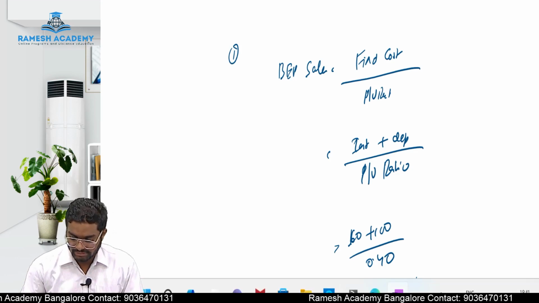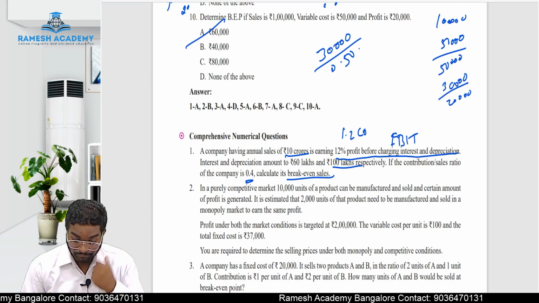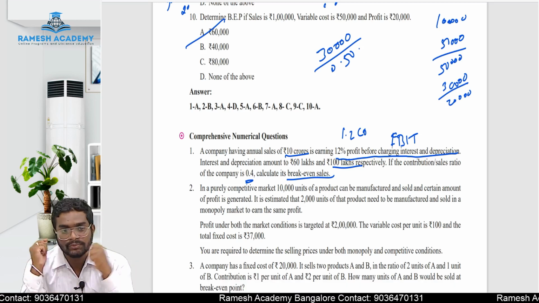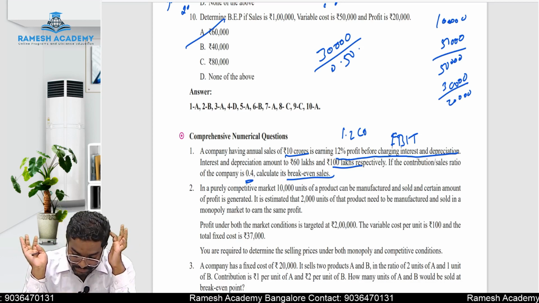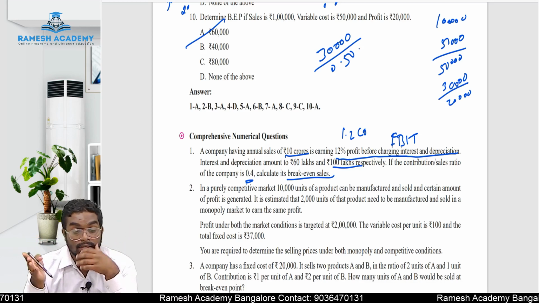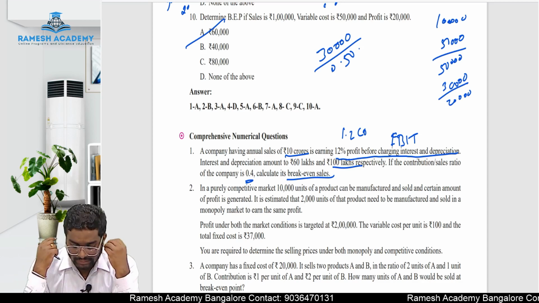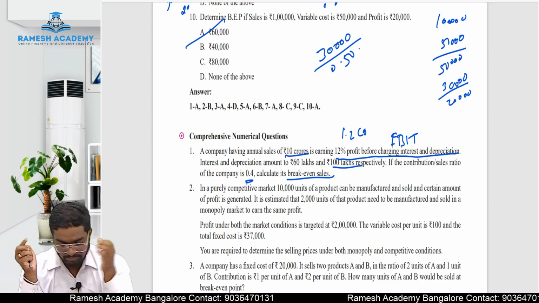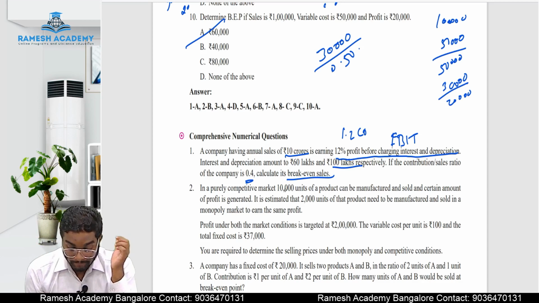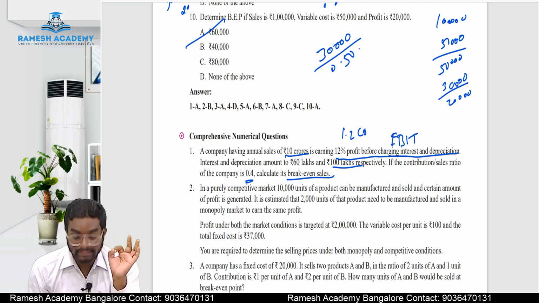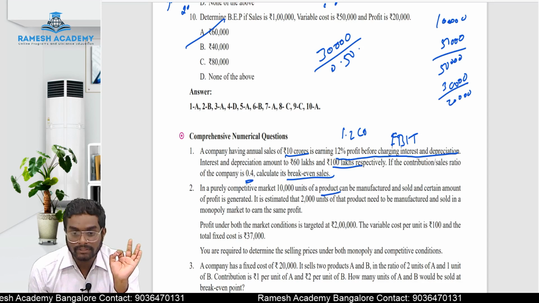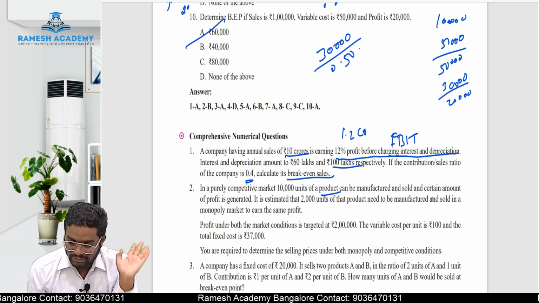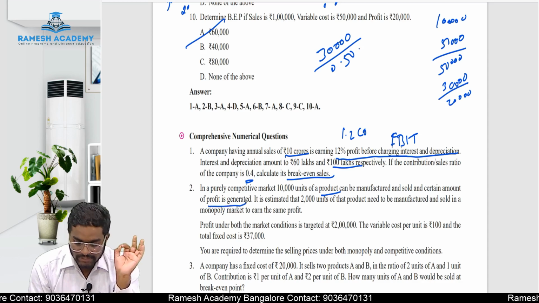Next, we will see this second question. What is that? See, in a purely competitive market, which means there is heavy competition, for example, you can take a soap industry. There everyone will be competing, ITC will be competing, other companies will be competing, etc. So in a purely competitive market, 10,000 units of product can be manufactured and sold and a certain amount of profit is generated.